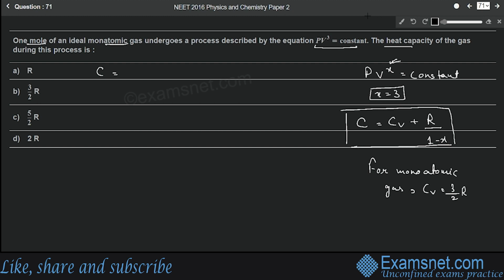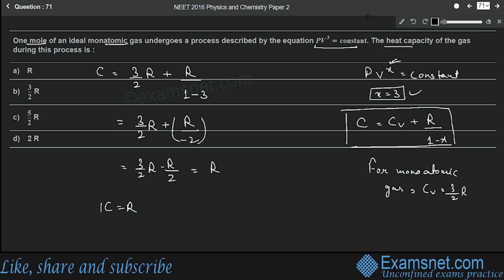So C equals CV, that means 3 by 2R plus R by 1 minus x, and x here is 3. Okay, so 1 minus 3. So what do we get? 3 by 2R plus R by 1 minus 3, means minus 2. So it can be written as 3 by 2R minus R by 2. On solving this, we get 2 by 2R, that means R. So C is equal to R. This is what we have got. So option A will be the correct answer. The value of heat capacity of the gas is equal to R.